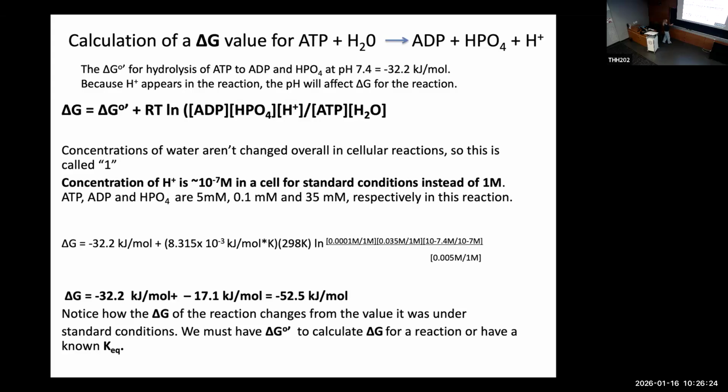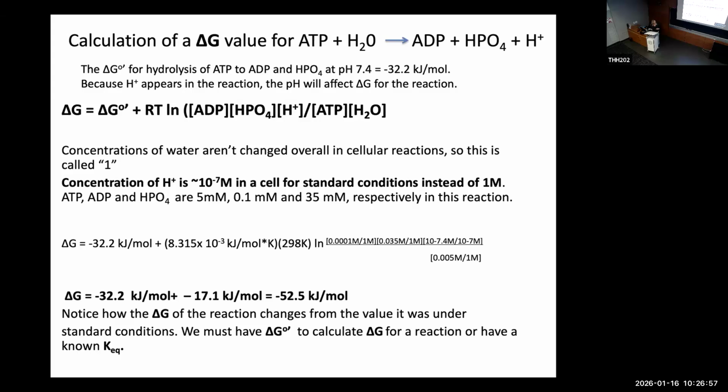Okay, so we're plugging everything in here. Delta G we're trying to find. This is delta G naught prime. We plug that in. This is the gas constant. This is our temperature. Natural log. Now, these are the concentrations of the products. So one of their products is ADP. It's 0.1 millimolar. So that's 0.0001 molar.